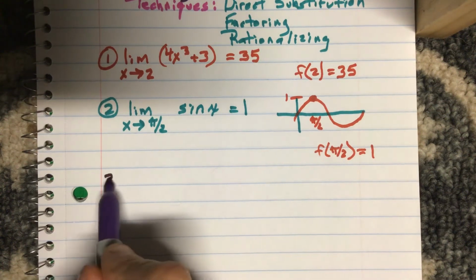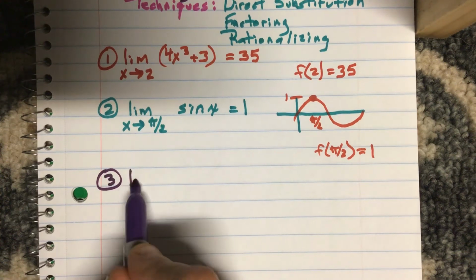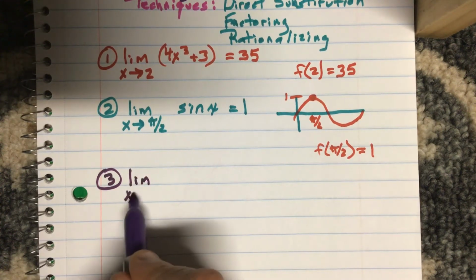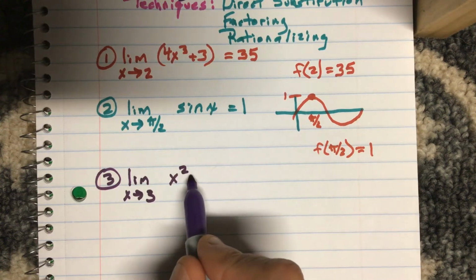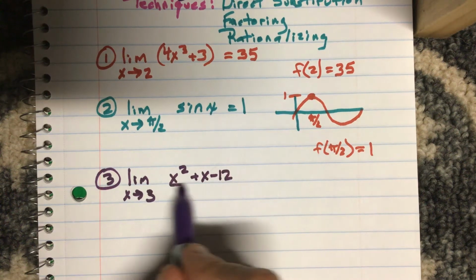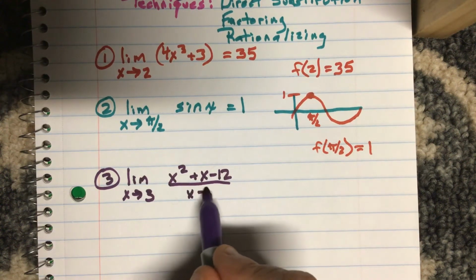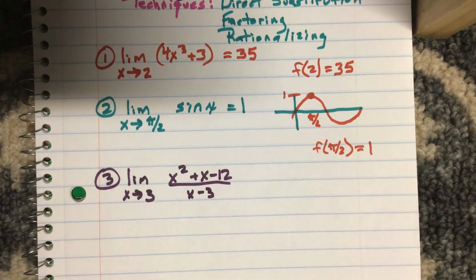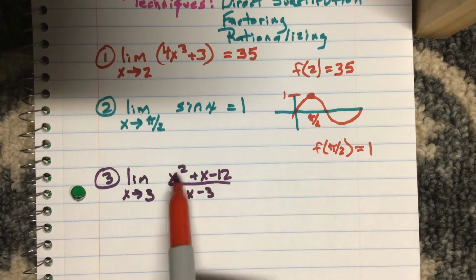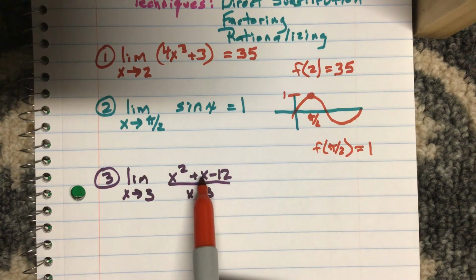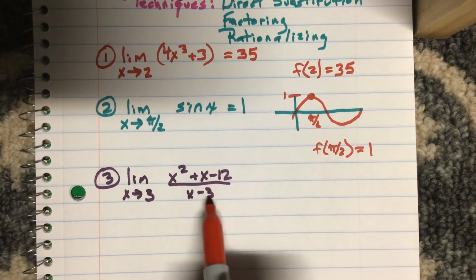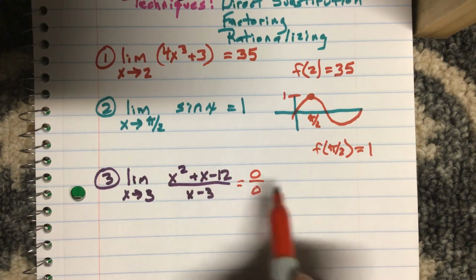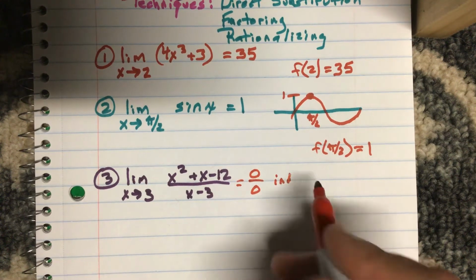This is number 3. The limit as x approaches 3 of x squared plus x minus 12 over x minus 3. The first thing we try is direct substitution. We'll plug the 3 into this function and see what we get. 3 squared is 9, plus 3 is 12, minus 12 is 0, over 3 minus 3, which is 0. So we get 0 over 0, which is called the indeterminate form.